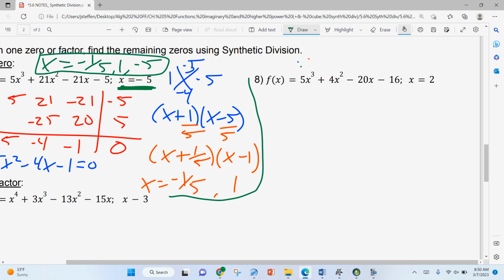So for this one, they give you the 0. So again, not a bad idea wherever you're going to put your answer to start with x is equal to 2. So I start with my synthetic division. We have 5, 4, negative 20, negative 16.